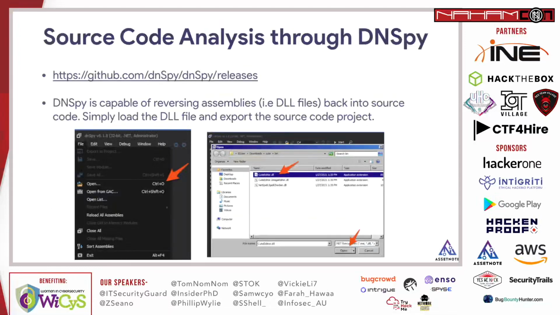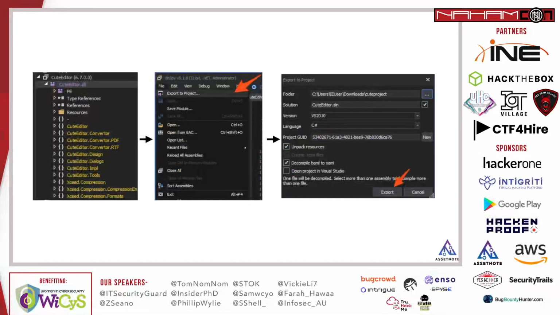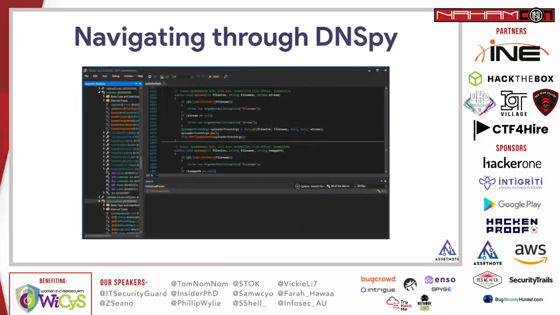So you can grab dnSpy from this GitHub link here, and it's capable of reversing assemblies, DLL files, back into source code. You can simply load the DLL file and export the source code project. So here is a screenshot of me loading a DLL file, qteditor.dll, and then here's how you export it into a project that you can then read with whatever editor you want, or you can even load it up in VS 2010. You can also alternatively navigate through dnSpy itself.